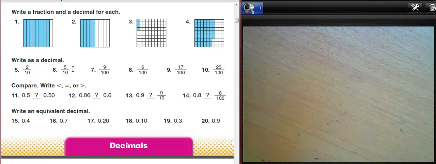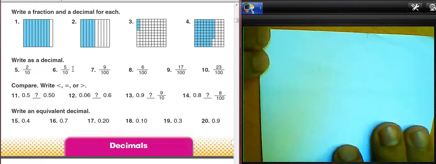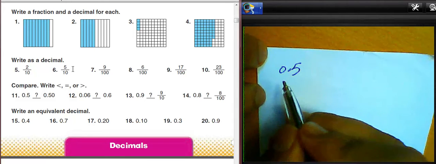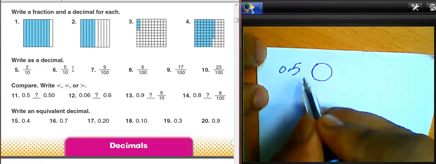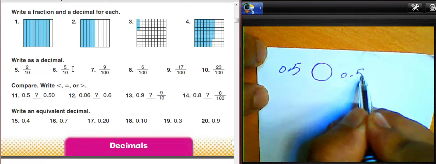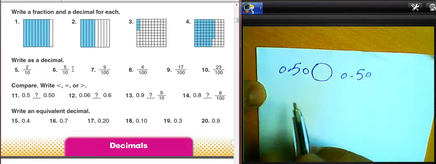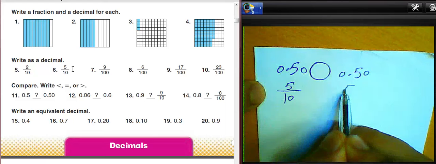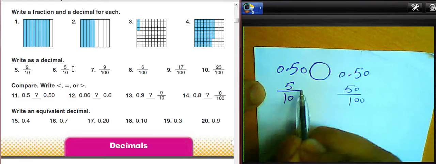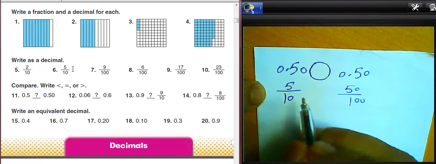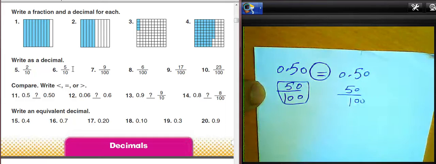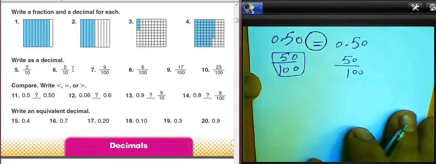Question 11. Compare by using more than, less than, or equal to. Look at here. Question 11. 5 tenths or 5 tenths, it's equal because we have equal parts here. 5 over 10 equals 50 over 100 by multiplying the numerator and denominator by 10, so it will be equal to.